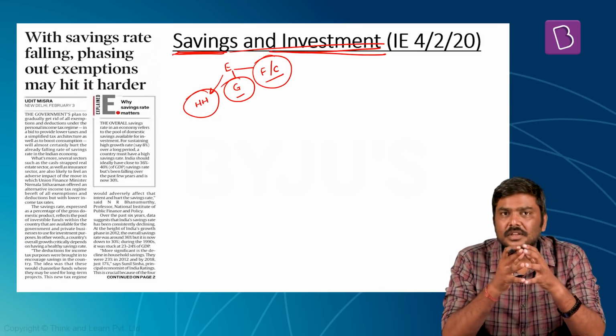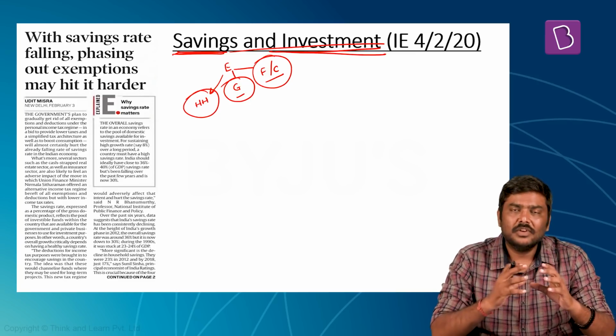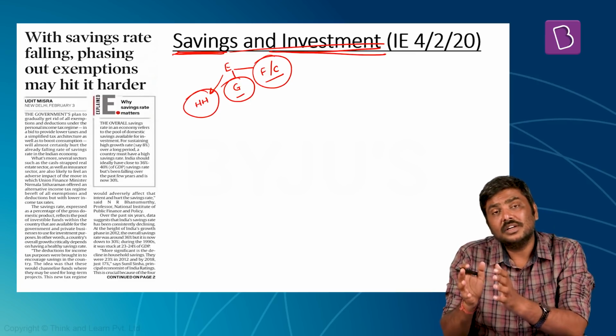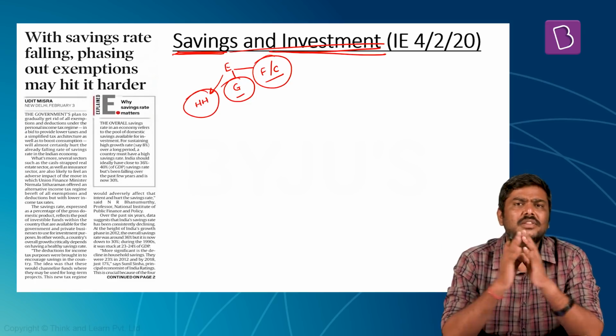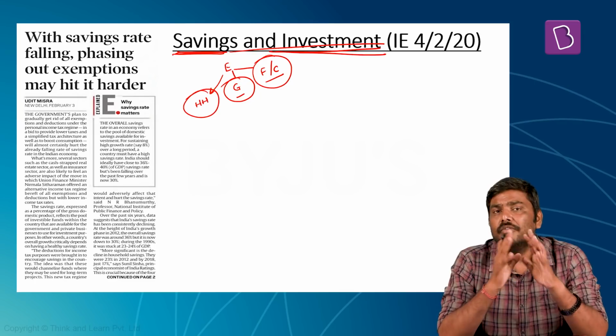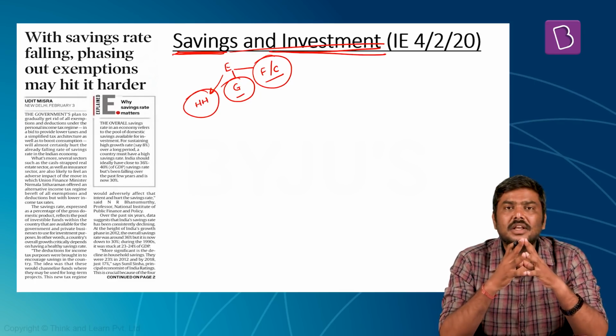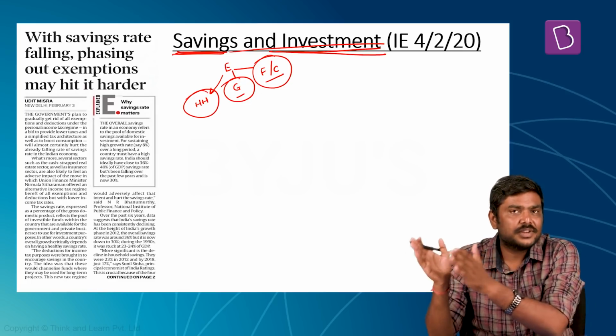So understand this. To have economic activity, you need the households to save, you need the households to contribute in terms of financial savings. This is a basic concept. Now, what has been given in the article? Very recently, Government of India in the budget has introduced an alternative income tax regime.